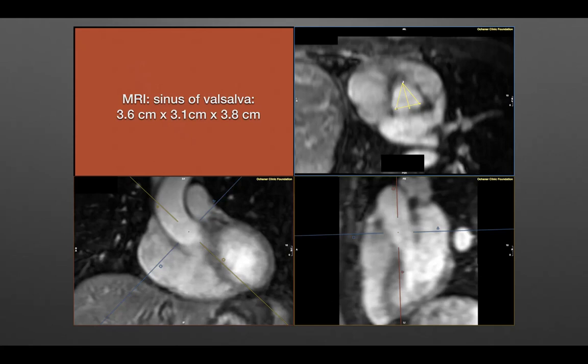So this is an example of how we do it, and these images aren't as crisp as I would like, but serves as an example. And here on MRI, you would angle with the blue line appropriately so that if you were to measure in the blue box, you are exactly perpendicular. And here we measured the sinuses at 3.6, 3.1, and 3.8 centimeters.